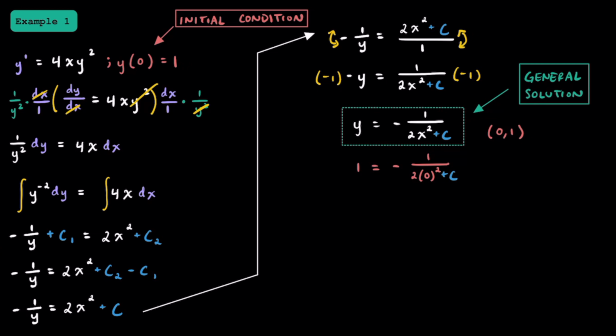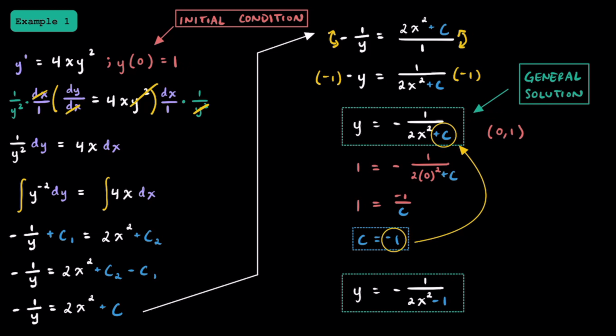Substituting in, we get y is equal to negative 1 over 2 times 0 squared plus c. And since 0 squared is 0 times 2, which is still 0, we can say 1 is equal to negative 1 over c. So we can say that c, or our constant, is equal to negative 1. Taking this negative 1 and substituting it in for c, we get our final equation of y is equal to negative 1 over 2x squared minus 1.